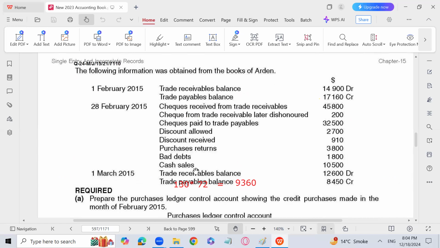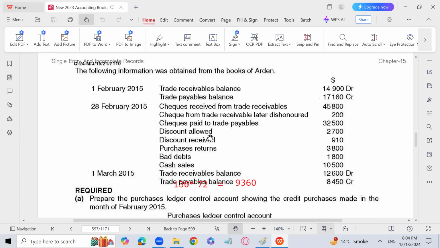Achha, cash sales is given, okay. Then you have to add cash sales to find the total amount of sales along with credit sales. Bad debts will also be written under the heading of expenses, right? Then there is cheque dishonor, that doesn't matter. It will come in the sale ledger control account. But if sales return would have been given, it should have been subtracted from the sales in the statement of profit and loss. Same is the case with purchase return. It will be written in the purchase ledger control account, but it will also be subtracted from purchases.